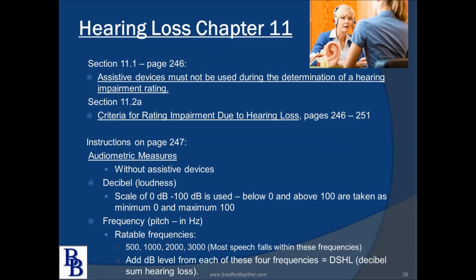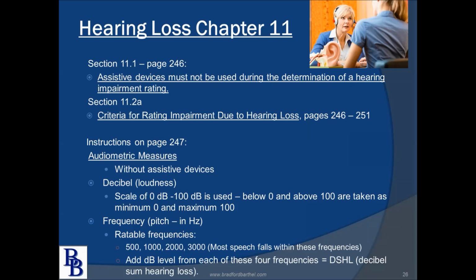Combiner add is hearing loss. The next section we're going to cover. Chapter 11. Why did I pick Chapter 11, hearing loss? Well, I did have a couple of people ask me to review some of the things in that. And it's also a fairly easy chapter to review and gives some idea of what the AMA Guides looks like.